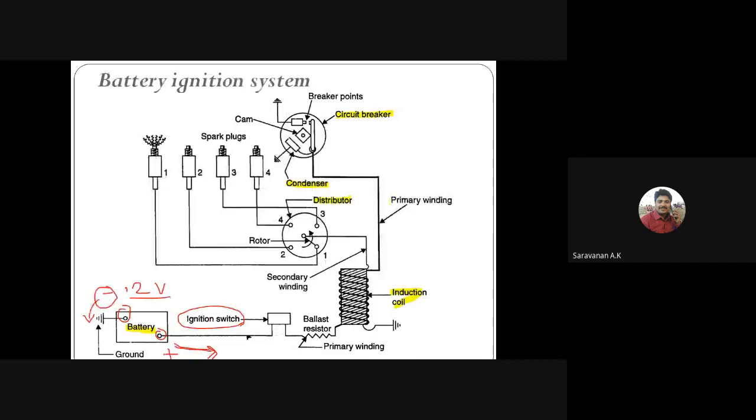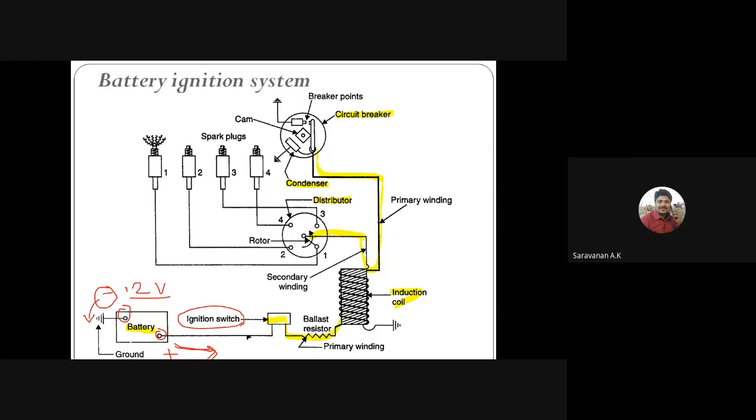Then you can see here. So the battery's connection will be through the ignition switch, and it is connected to the ignition coil. From the ignition coil, one end is supplied to the circuit breaker, and the second end, the high tension, will be connected to the distributor, right? So here we have a resistor, right?